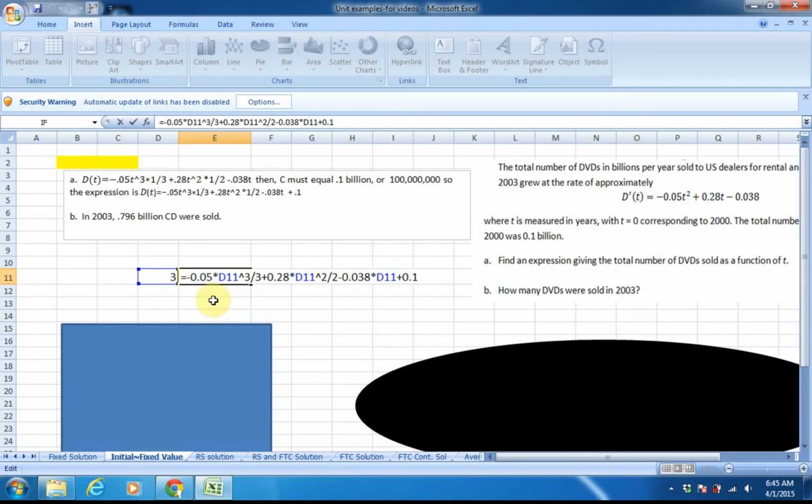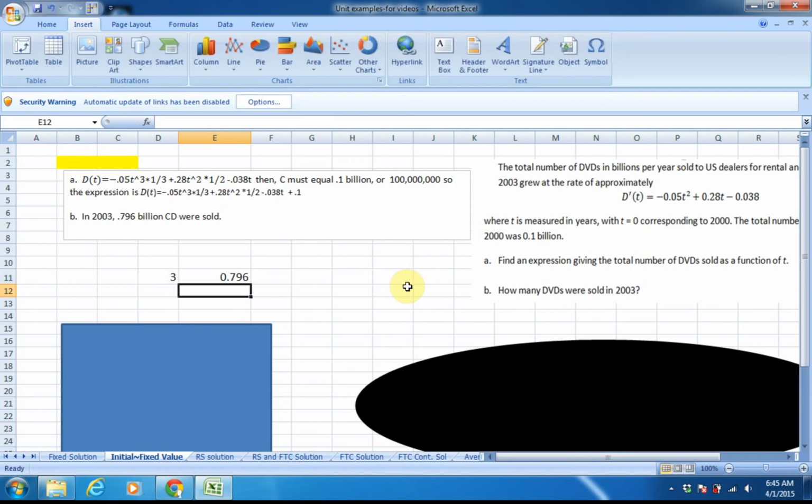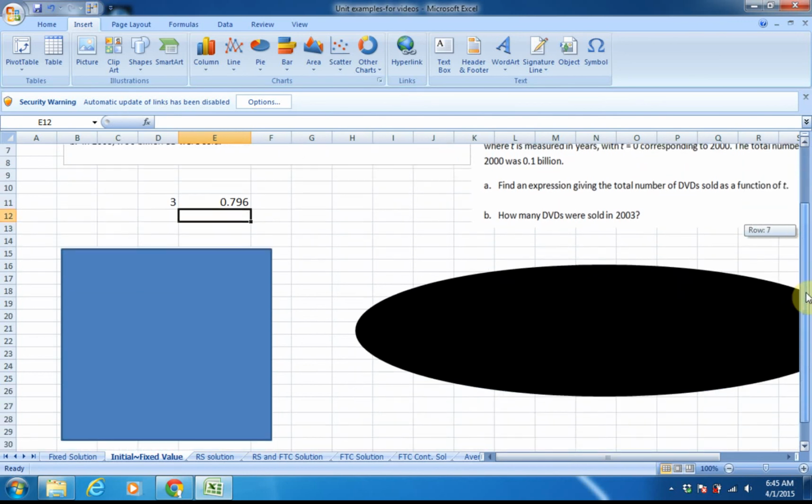And so you can see what I've clicked on here. There's our antiderivative. And when we evaluate our antiderivative at 3, we get 0.796. And remember, 0.796 is billion DVDs. You could convert that if you wanted to, and take 0.796 and multiply it by a billion and see what the number is written out with the zeros. But that's how we would answer that question. Let's move on to the second one.